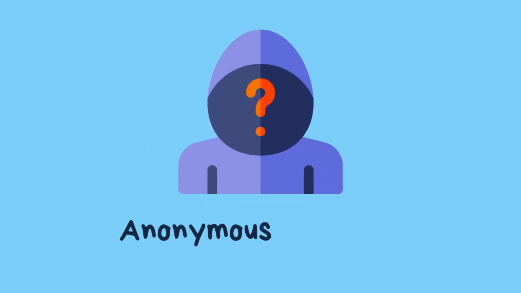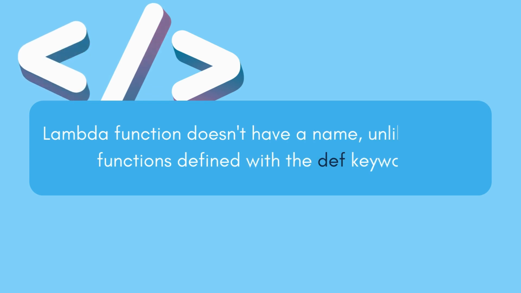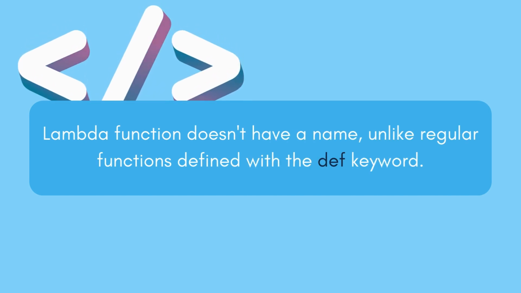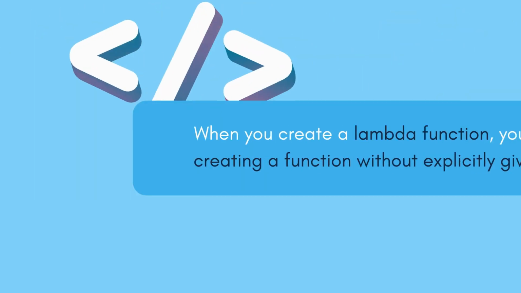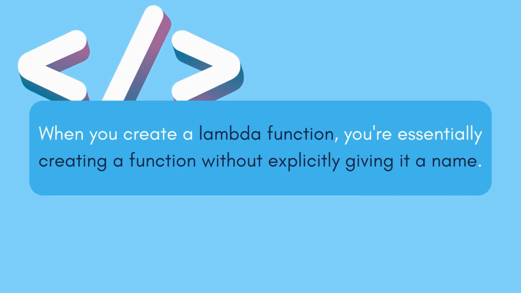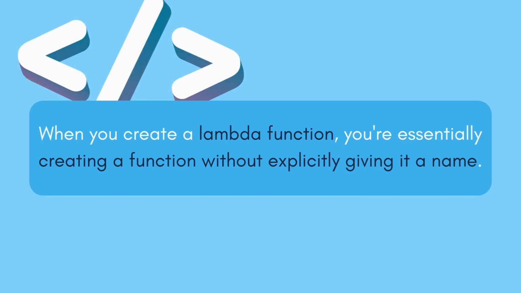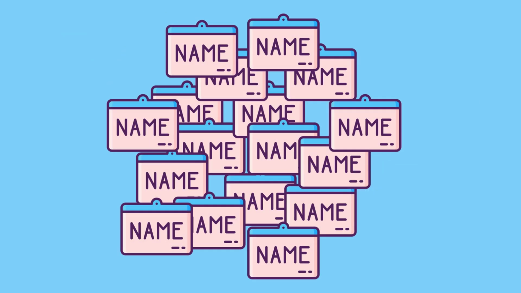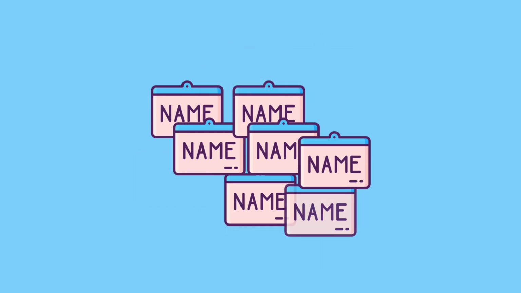A Lambda function in Python is often referred to as an anonymous function because it doesn't have a name, unlike regular functions defined with the def keyword. When you create a Lambda function, you're essentially creating a function without explicitly giving it a name. The term anonymous in this context emphasizes that the function doesn't have a named identifier.